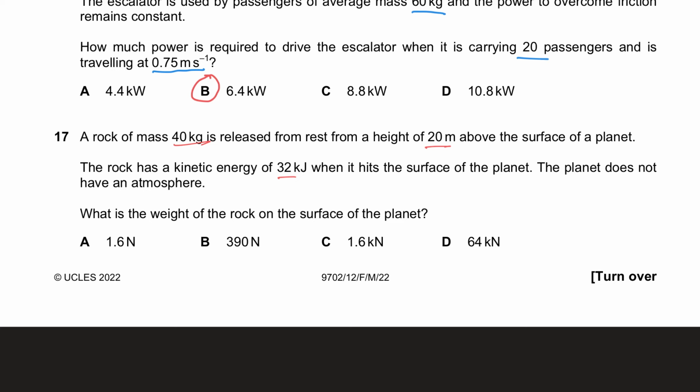So what's happening here is that for this rock that drops from a height from rest, its gravitational potential energy gets converted into kinetic energy. So I know that mgh is equal to kinetic energy, which is 32 kilojoules. They're asking us for the weight of the rock, which is basically mg. So to find the weight, or mg, I know that will be equal to kinetic energy divided by the height. The kinetic energy is 32 kilojoules divided by the height, that is 20 meters. 32 over 20 is 1.6 kilonewtons. So the answer is C.